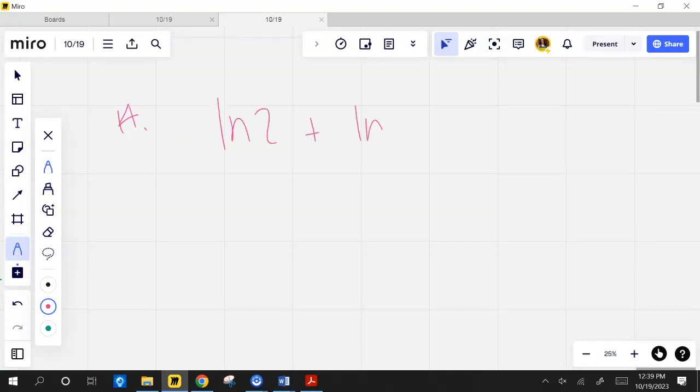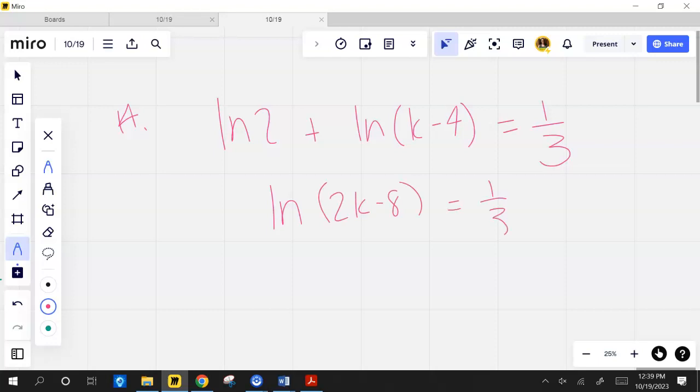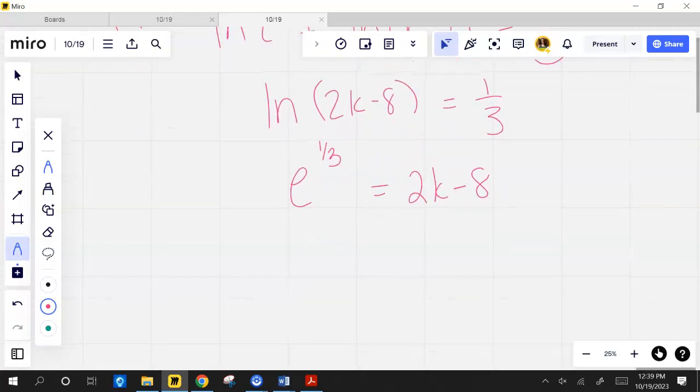Log 2 plus log k minus 4 equals 1/3. Times those 2, so I get log of 2k minus 8. And then change it. I would leave the e there. I'm not going to get a decimal for it; it's too much work. I would do e to the 1/3 plus 8 over 2, and I would leave it just like that. E to the 1/3, same thing as what?